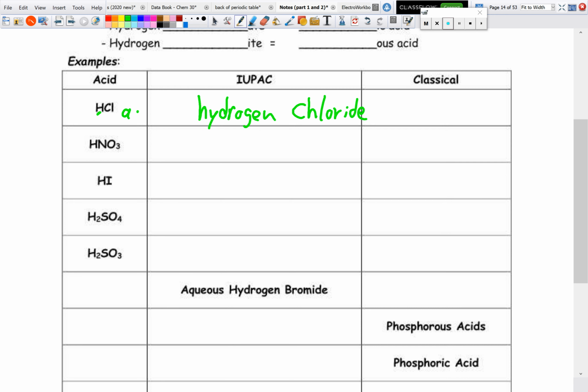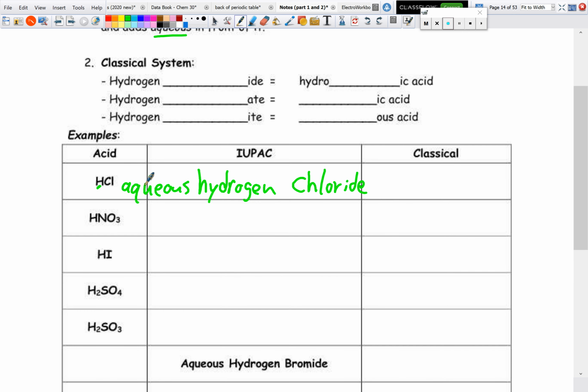And to signify that it's an acid, we put aqueous in front. All right, so our first example right here, we have aqueous hydrogen chloride.